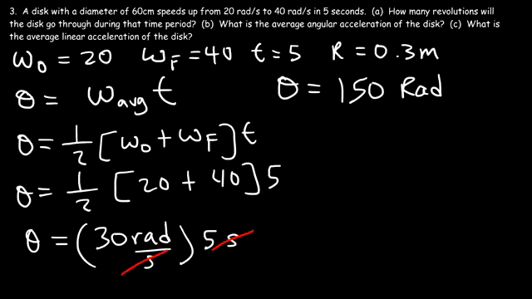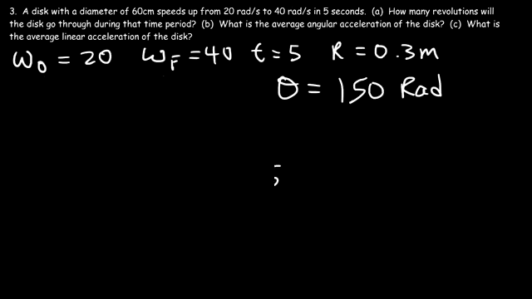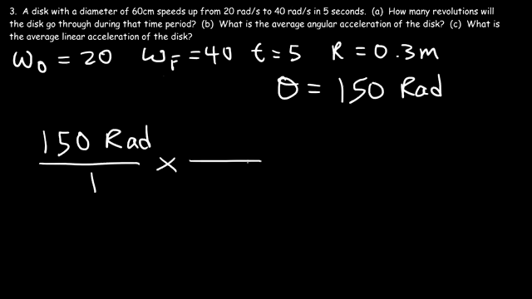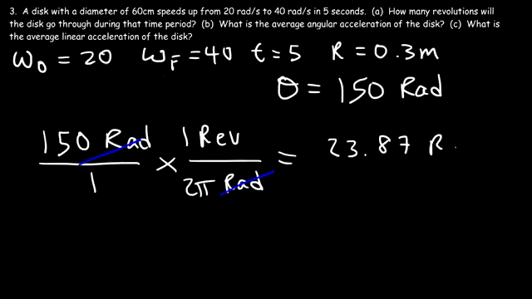Now let's convert it to revolutions. So let's take 150 radians and convert it to revolutions. So 2 pi radians is equal to 1 revolution. So 150 divided by 2 pi is 23.87 revolutions. So that's the answer to part A.